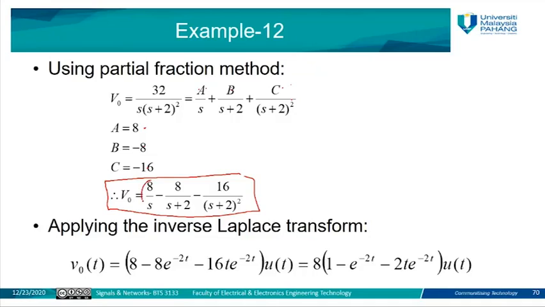So you have 8 over S. You just go to the table, and you find it is 8 u(t). You have 8 over S plus 2, and you find from the table it is 8 e to the power -2t. 16 over (S plus 2) squared is 16t e to the power -2t. So this is the value of the output voltage that is required from our circuit.